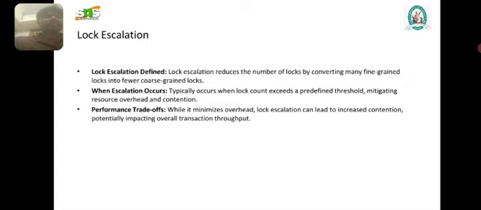Lock escalation. Lock escalation reduces the number of locks by converting many fine-grained locks into fewer coarse-grained locks. Escalation occurs when the lock count exceeds a predefined threshold, mitigating resource overhead and contention. As a performance trade-off, it minimizes overhead, but lock escalation can lead to increased contention and potentially impact overall transaction throughput.